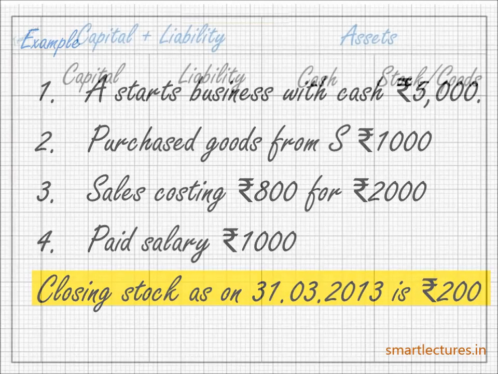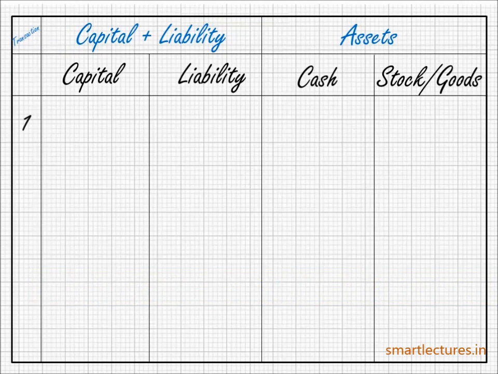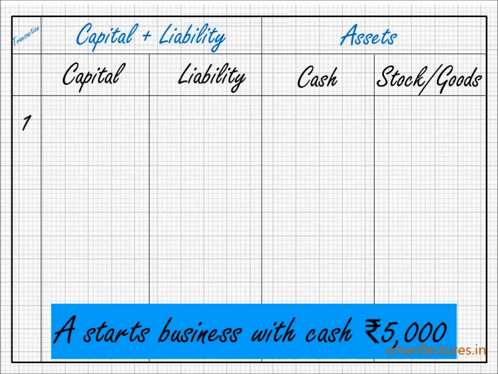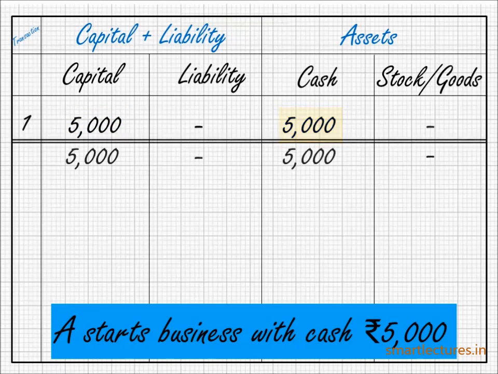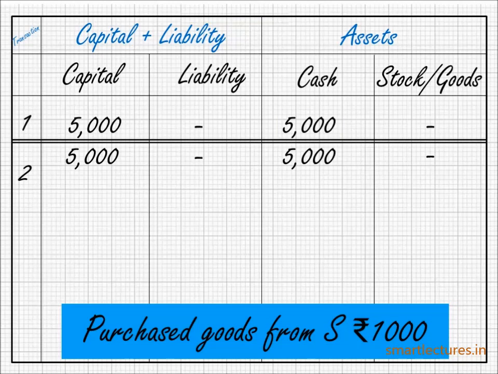So the first transaction is A starts business with cash rupees 5,000. So you know it very well. Capital rupees 5,000 and in the cash column rupees 5,000. And the next transaction, purchased goods from S rupees 1,000.